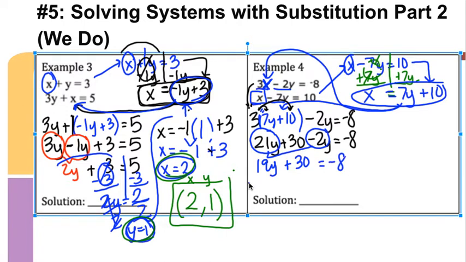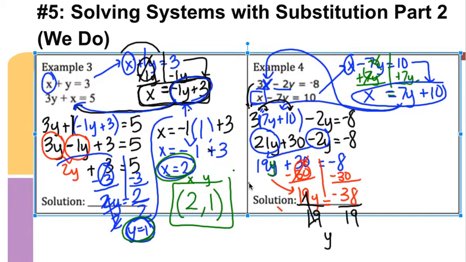At this point, I want to get rid of anything that I can make a zero pair with on the side of the y variable. So I subtract 30, subtract 30. So now I'm left with 19y on this side, and negative 8 minus 30, that makes negative 38. Divide by 19, divide by 19, that's y is equal to negative 2.